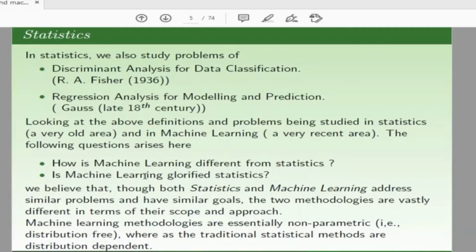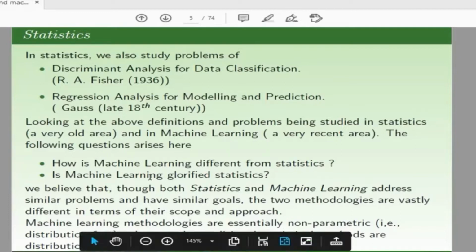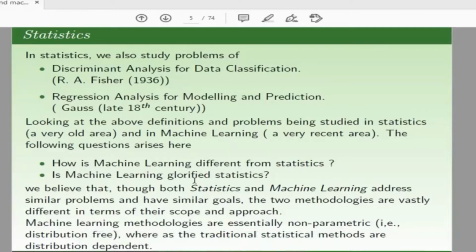And therefore, that leads to these two questions. How is machine learning different from statistics? That's the first question, because statistics we know from a long time back, and machine learning has become fashionable now. Everybody is using it. So the first question is how these two are different topics. And second, as some statisticians are saying, machine learning is nothing new. It is nothing but glorified statistics. So is that correct? We want to understand how machine learning differs from statistics, and if somebody says that machine learning is glorified statistics, whether that is justified or not.